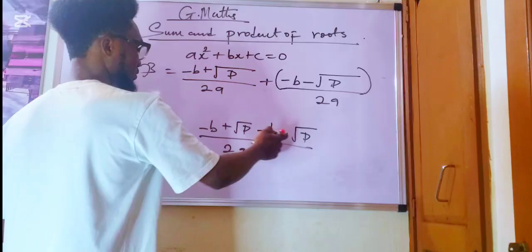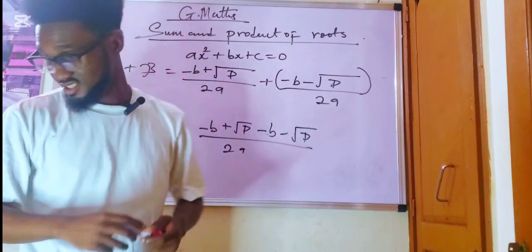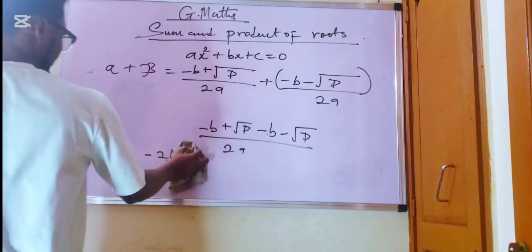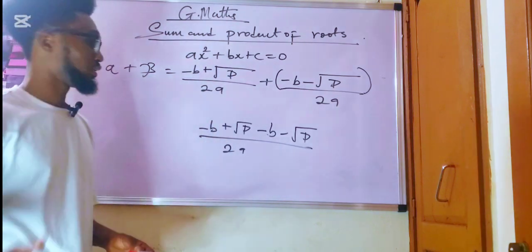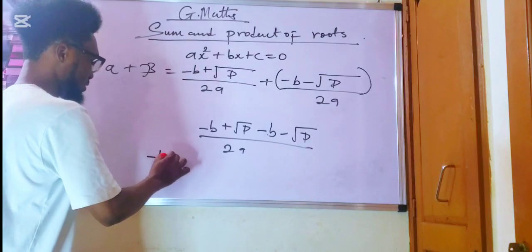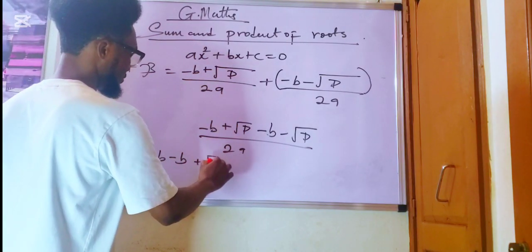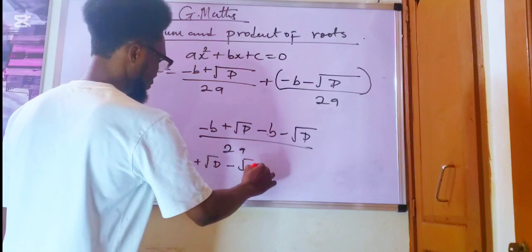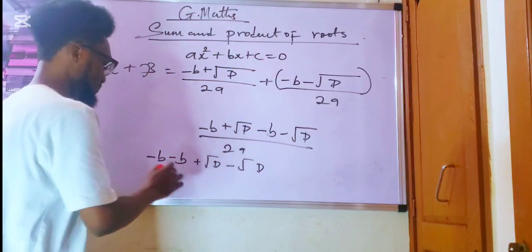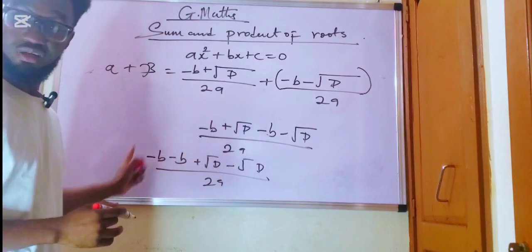Then here we have plus square root of d minus square root of d. But let me put it together first before applying. Because I believe we all are learning. So let me put this together first. So I have minus b, and then I have plus square root of d minus square root of d. So I have been able to collect my like terms together, divided by 2a. Please, I hope this is clear.